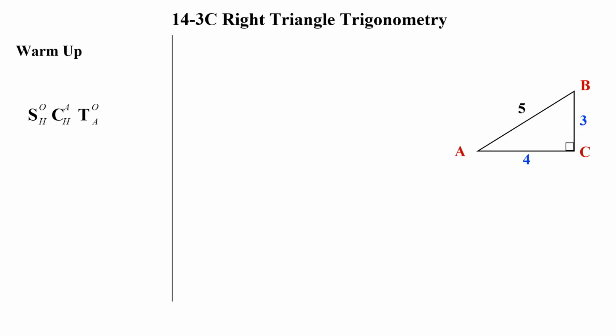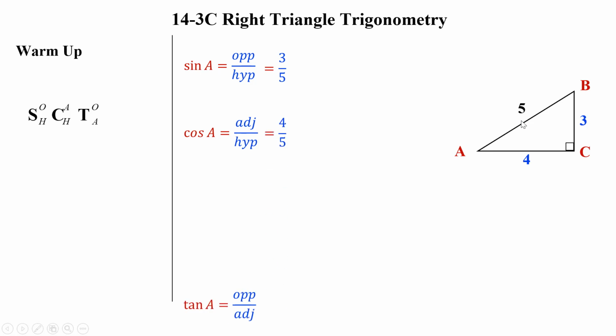Alright, so here we are with lesson 14.3c, right triangle trigonometry, and we're going to do a little warm-up with some SOHCAHTOA again. We want to find the sine of A, which is opposite over hypotenuse. Just like we did yesterday, the sine of A is going to be 3/5, and then the cosine of A is adjacent over hypotenuse, that's going to be 4/5. Tangent of A is opposite over adjacent, that's going to be 3/4.